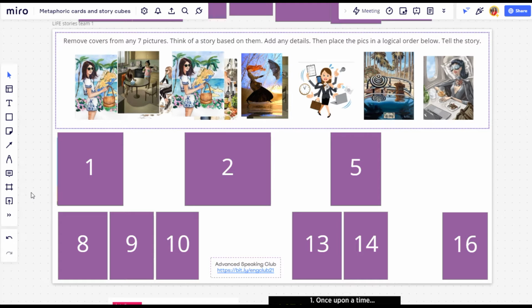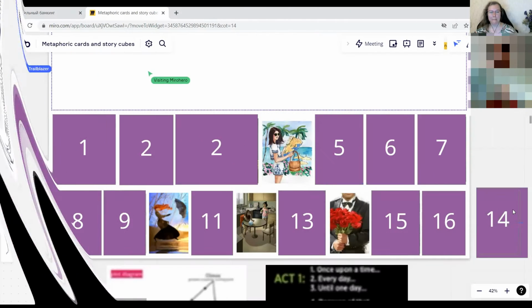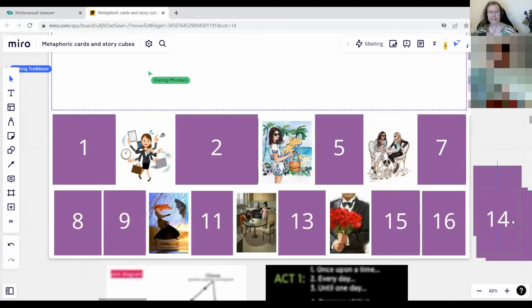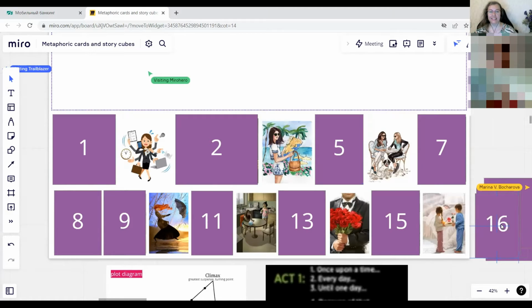Now, let me show you some final stages of the class. What about that? And, maybe this one. Oh my God, I love it. I just love it. A nice story, very positive.